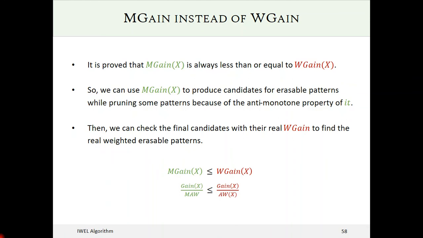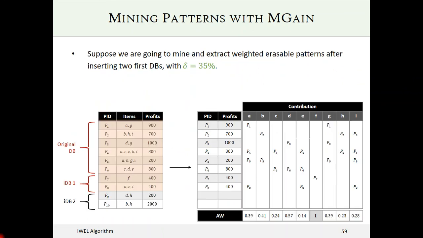It is proved that the maximum gain of X is always less than or equal to the weighted gain of X. It means that we can use the maximum gain of X to produce candidates for erasable patterns while pruning some patterns because of its anti-monotone property. Then we can check the final candidates with their real weighted gain, or WGain, to find the real weighted erasable patterns. Let's see the process using an example.